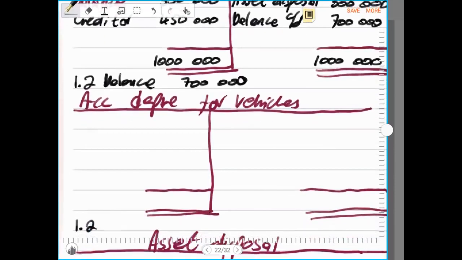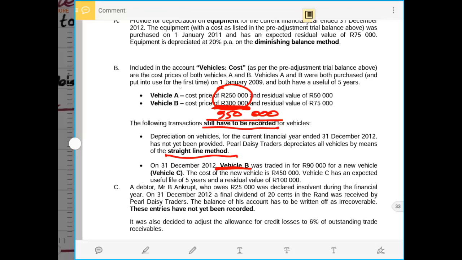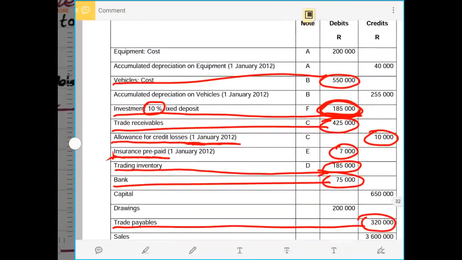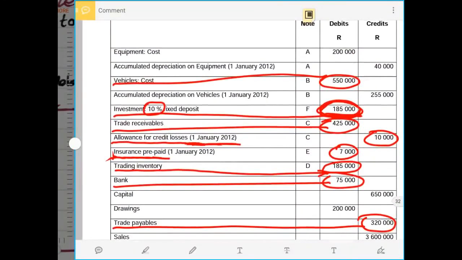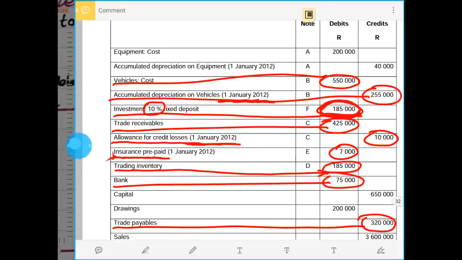Then after you are done with the asset ledger account, you can go to the accumulated depreciation ledger account. Start with the opening balance once again, and we are given an opening balance for the accumulated depreciation on motor vehicles. The opening balance is given to be 225,000 rands. It's on the first day of January 2012. That shows that it is definitely an opening balance.